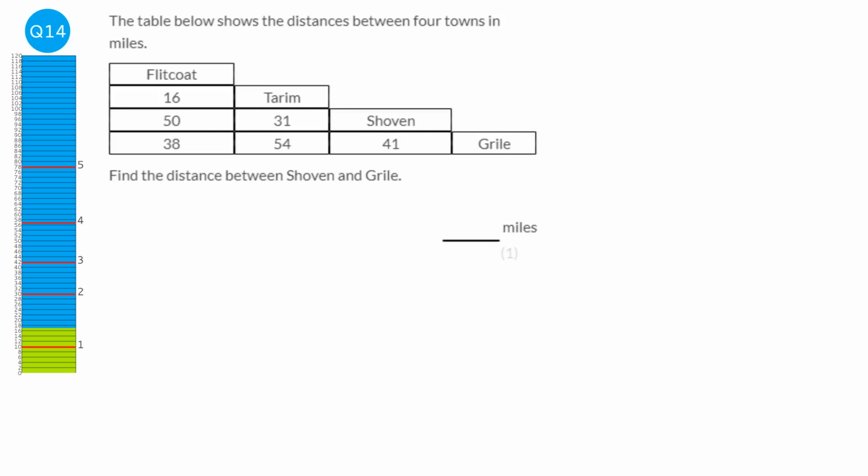So the way these tables work is if you're looking for distance between Chauvin and Grill, you find out where the two of those overlap. And so they overlap at the 41. So you go down from Chauvin, left from Grill, and we get 41. And so it would be 41 miles between them.